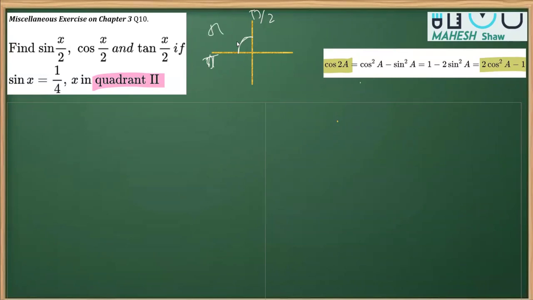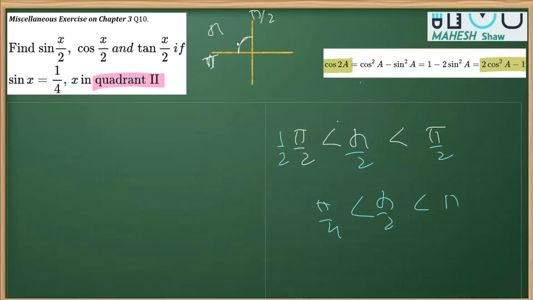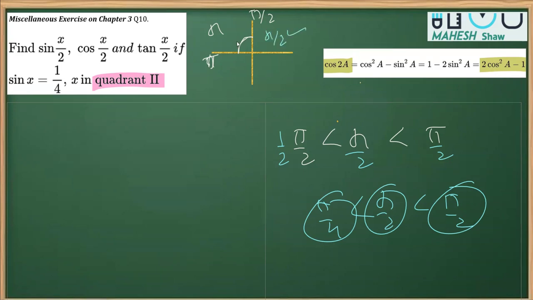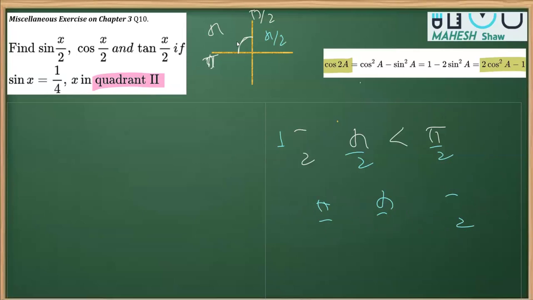Now we can determine where x/2 lies. We know that x is greater than π/2, that is 90 degrees, and less than π, that is 180 degrees. To determine x/2, I'm multiplying by half on all three sides. So we get x/2 greater than π/4 and less than π/2. So clearly, this is 45 degrees and this is 90 degrees. So more than 45 and less than 90 has to lie in the first quadrant, and all trigonometric ratios are positive here. So we got where x/2 lies and where x lies.